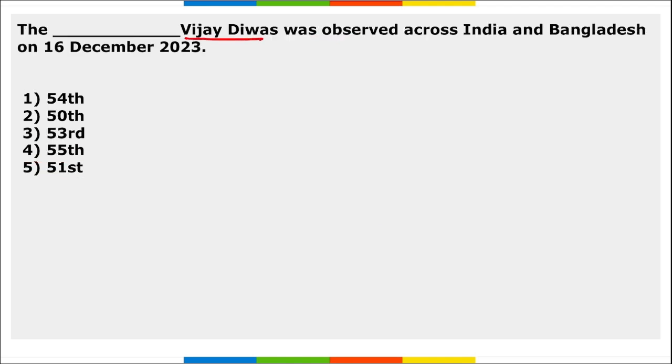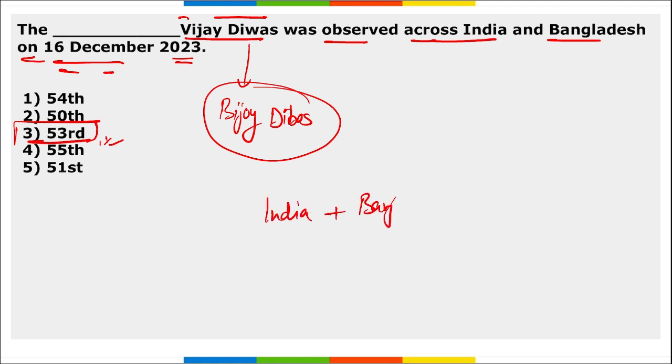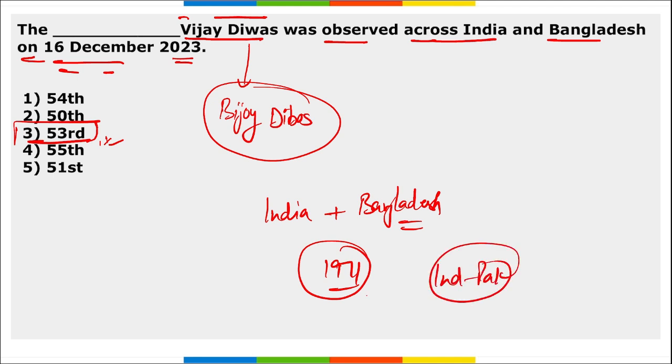Next, Vijay Divas was observed across India and Bangladesh on 16th of December 2023. This was the 53rd edition of Vijay Divas. Right? This day is annually observed across India and Bangladesh. Correct? And this day is observed to celebrate the historic victory of the Indian Armed Forces against Pakistan in the 1971 Indo-Pakistan War, that was between India and Pakistan in 1971.